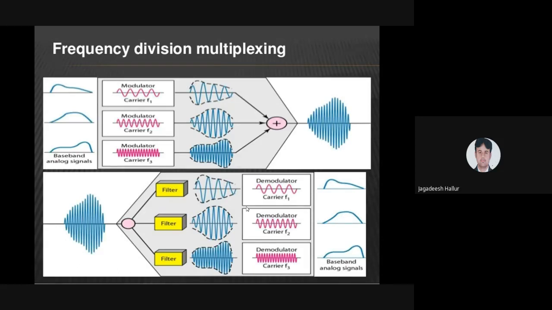Once multiple signals arrive, some blocks are present in between, the modulators. The second block is a modulator. Carrier frequency 1, that is F1, carrier frequency F2, carrier frequency F3. The signal depends on the voice, whether it is slow, a little bit fast, or too fast, with the carrier frequency.